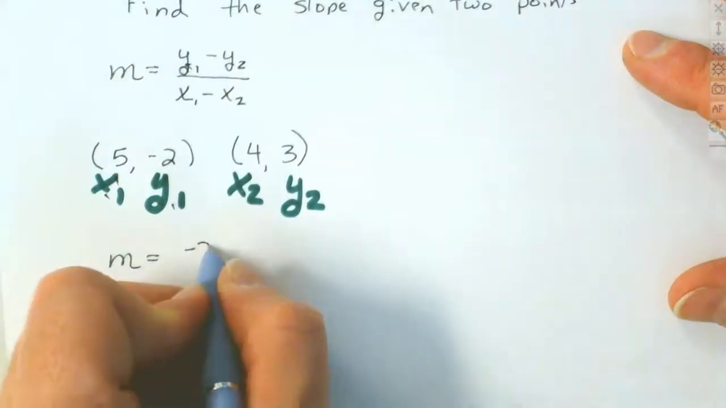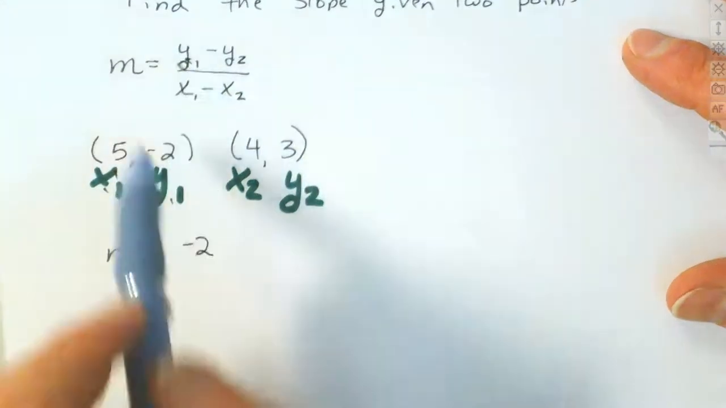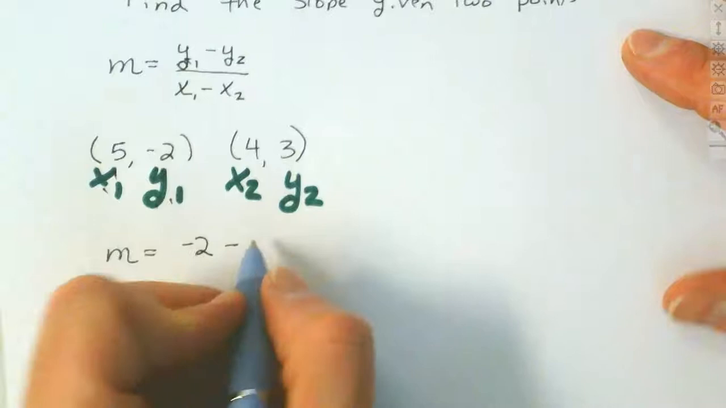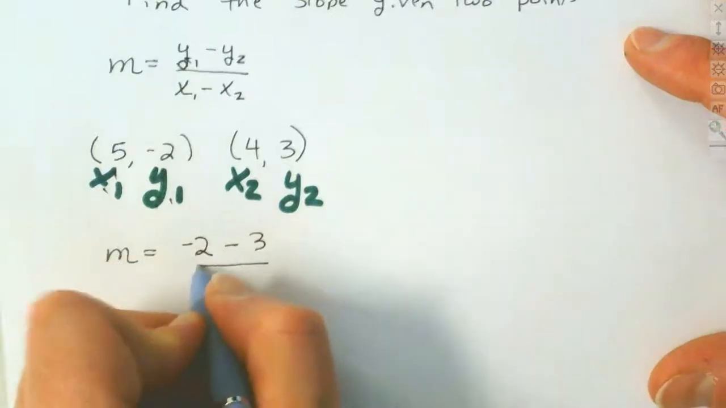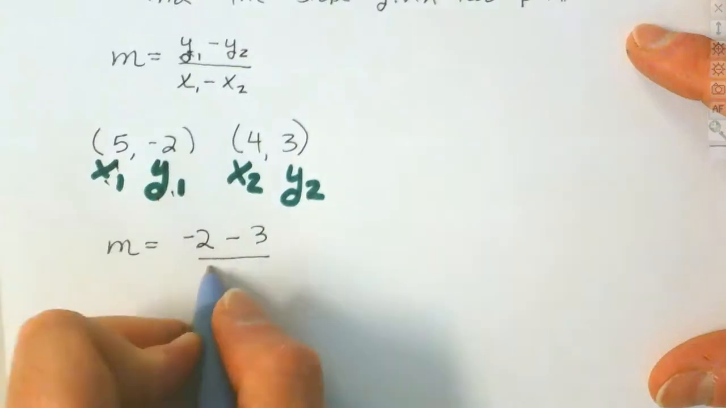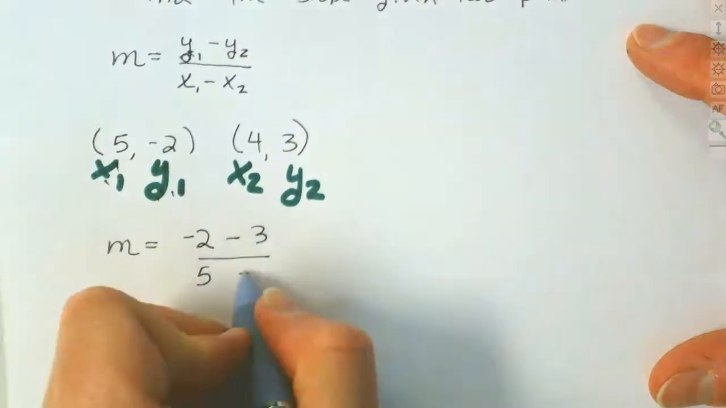So it's going to be minus 2. Right? That's your Y1 minus, what's my Y2? 3 divided by or over. Now I use my x's. And that's going to be 5 minus 4.